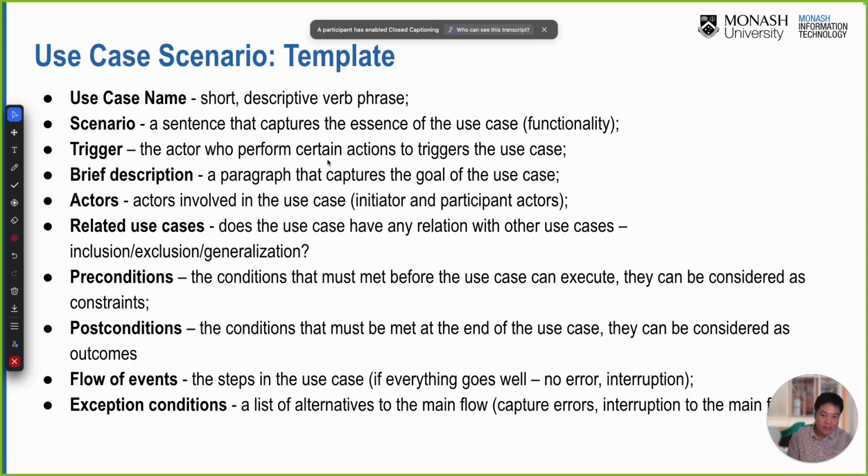Who are the actors? Okay. Are there any related use cases or not? Are there any preconditions, postconditions? What is the flow of the event? This is the main thing, okay? That we need to write as part of the use case scenario. What is the flow of the event? What if there are exception conditions, right? A list of alternatives to the main flow. For example, the ticket is sold out, the system has a failure, we run into a power outage or whatsoever. Okay, that's the alternative of the use case.